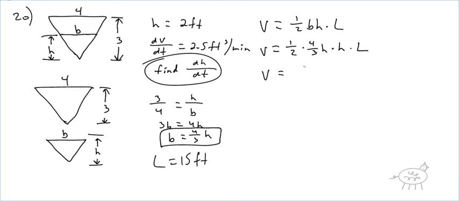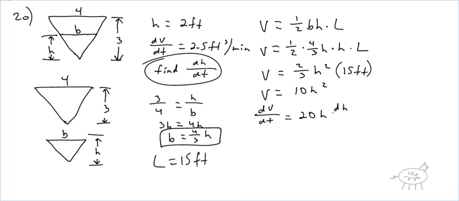So if I multiply all this out, I get 2/3 times H squared, and L is actually 15 feet. Okay, because again, that does not change at all. L does not change. And all right, so let's keep going here. Let me just simplify it. V is equal to 10H squared. Actually turns out to be a really easy problem, right? And then I do the derivative, dV/dt is equal to 20H dH/dt.